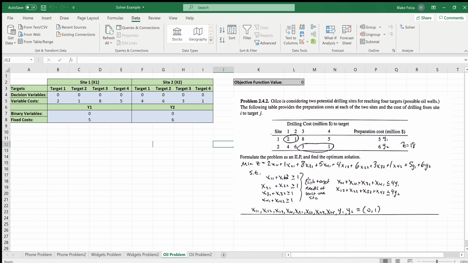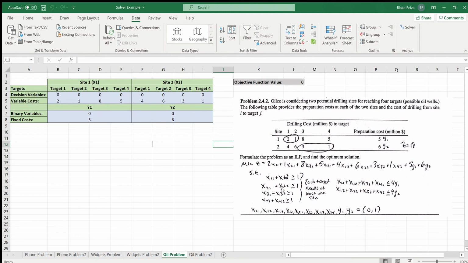Then for our constraints, we have a constraint for each of our targets because it needs to be connected to at least one of our sites. So x11 plus x12 is greater than or equal to 1. This is saying that we have to pay for either site 1 to target 1 or site 2 to target 1. And the same pattern goes for the other 3 targets.